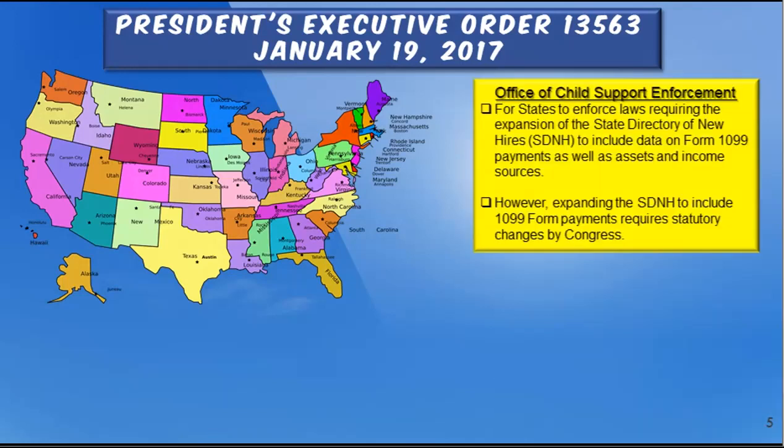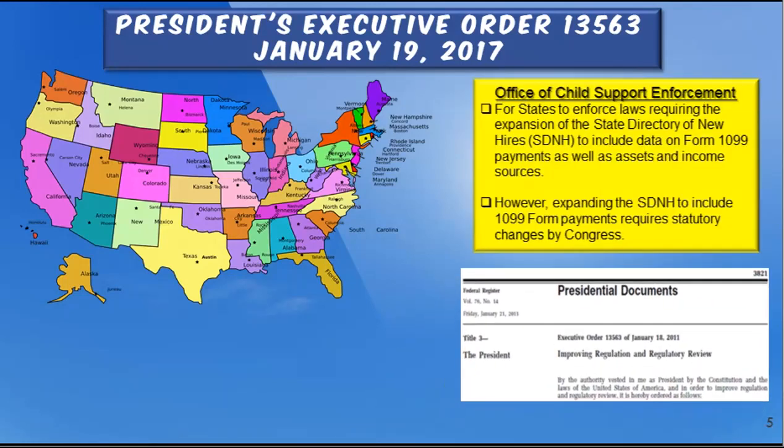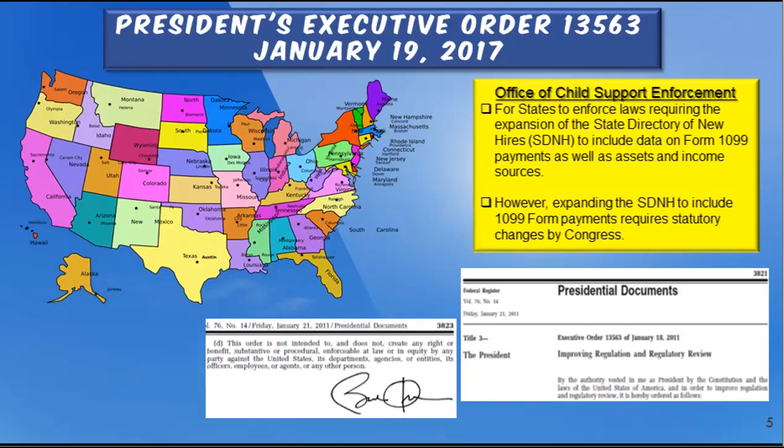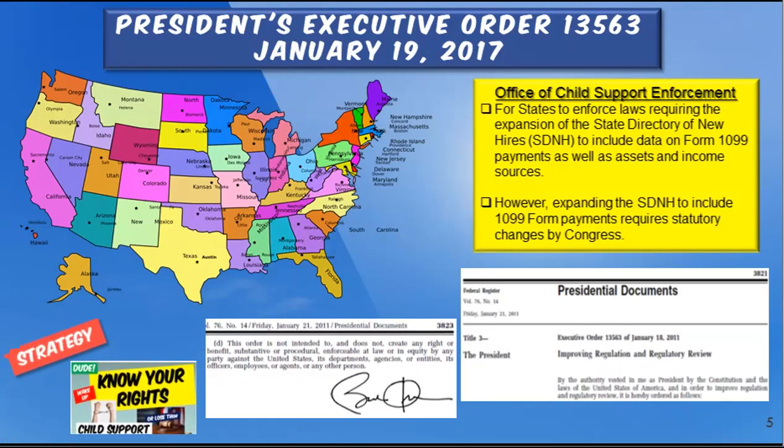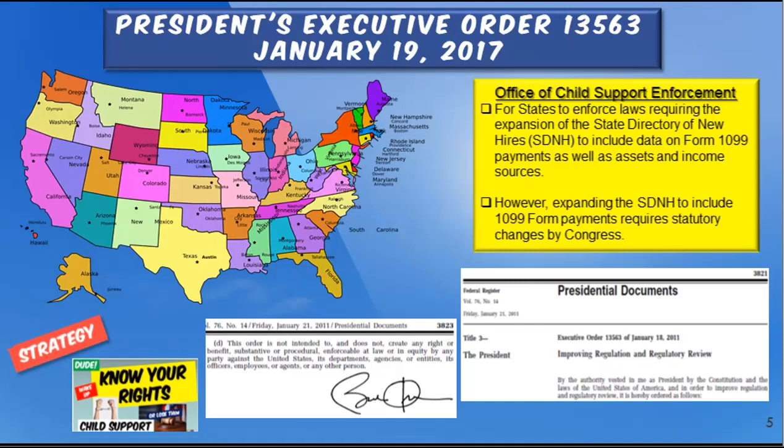So let's look at the President Executive Order, which is one of the strategies used for the 1099. The Office of Child Support asked Congress to include 1099 workers in the program, and it was rejected. It was rejected using the Executive Order of January 19, 2017, and it was signed into law by the prior President, Barack Obama. There's rumors going around that it was signed by the current president, but that is not true. And we know that, and we talked about that in the other video. So this is one of the strategies.